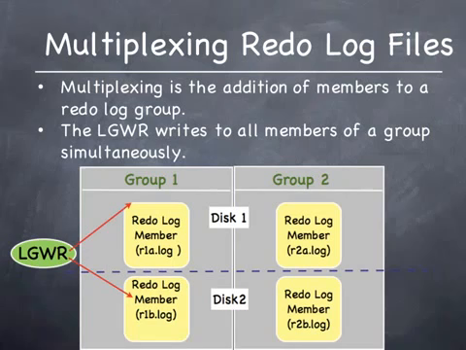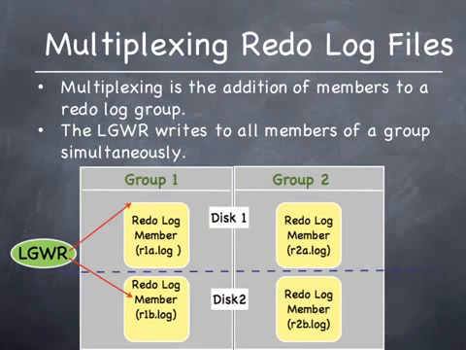Multiplexing of redo log files is the addition of redo log members to a redo log group. It is a good practice to have more than one member in a group. Members are created to achieve fault tolerance. Members of a group should be created on different disks. This is so that if you lose a disk, the other member of the group will still be available on the disk that is intact.